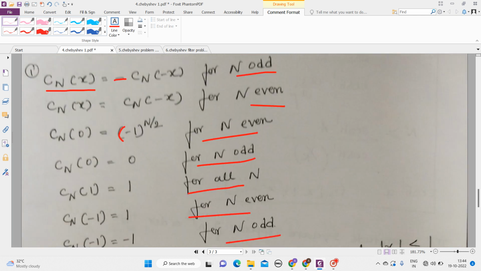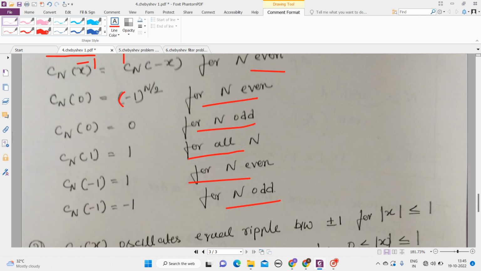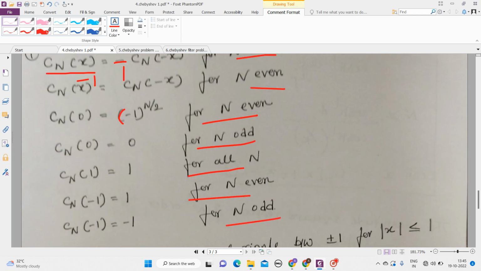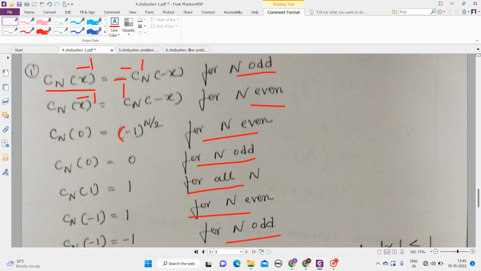You just have to substitute here. If it is minus 1, for n odd you will get minus 1, since Cn of minus x is minus Cn of x. If n is even and the value is minus 1, you will get 1. That's all. In the even case we won't replicate that minus symbol; in the odd case we will get minus 1.